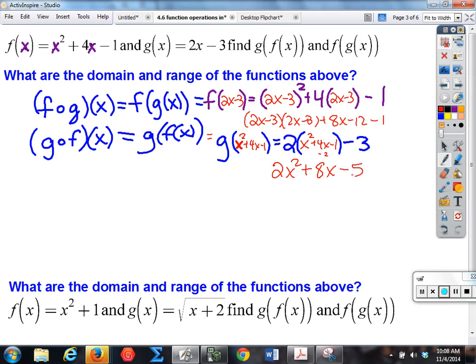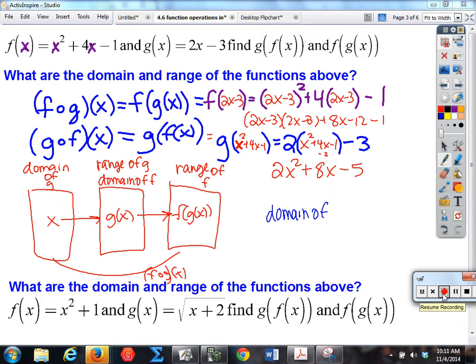The hard part comes from the domain and range of g of f of x and f of g of x. Domain of g. So g is the line. What's the domain of g? What's the domain of a line? The x values of a line. Okay, negative infinity to infinity.